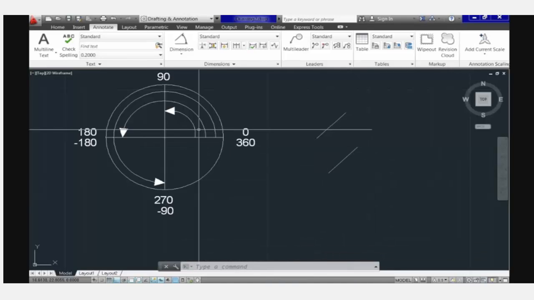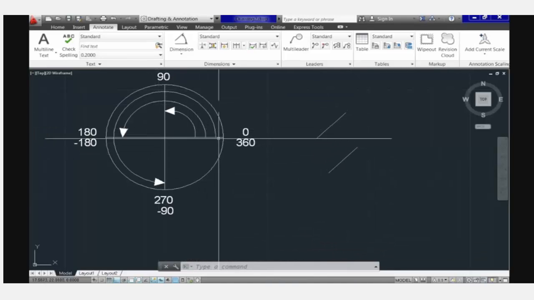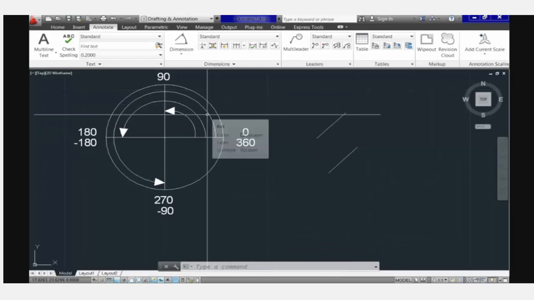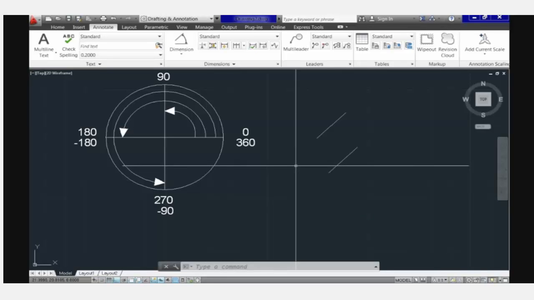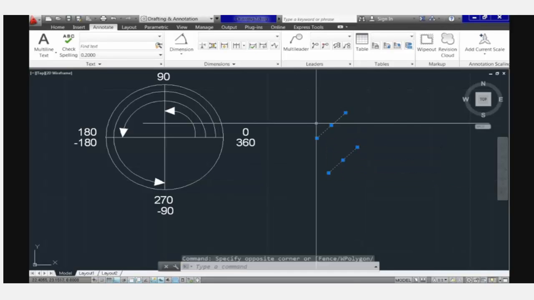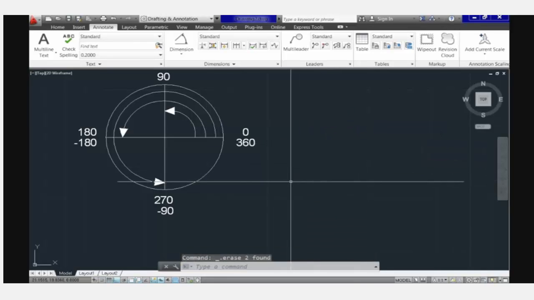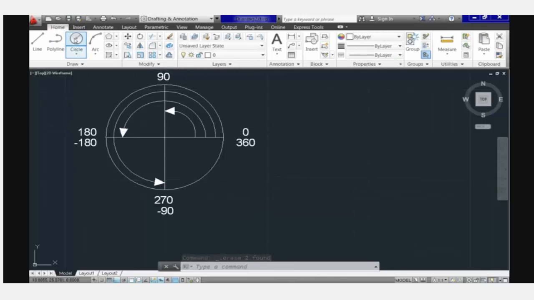And the same happens with the negative value. If I here input 360 minus 45, and I use that value as a negative value, it is going to give me the same results. Basically, you can specify a negative value also, and AutoCAD will draw it for you.